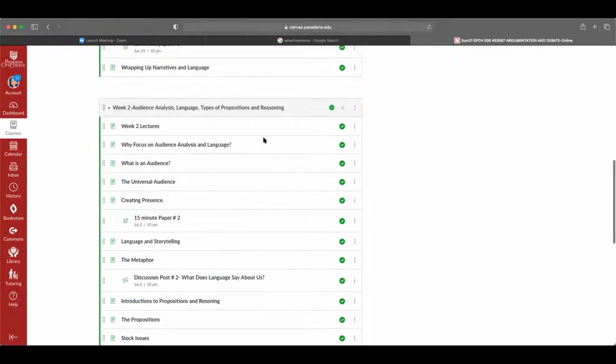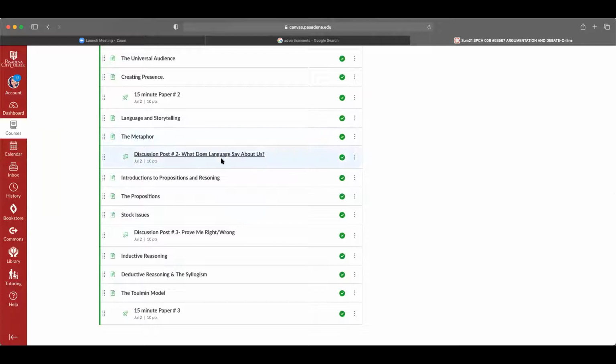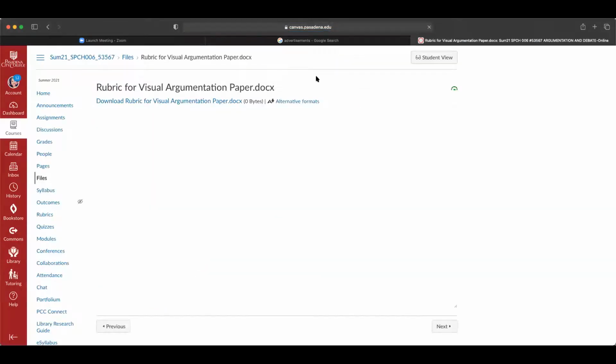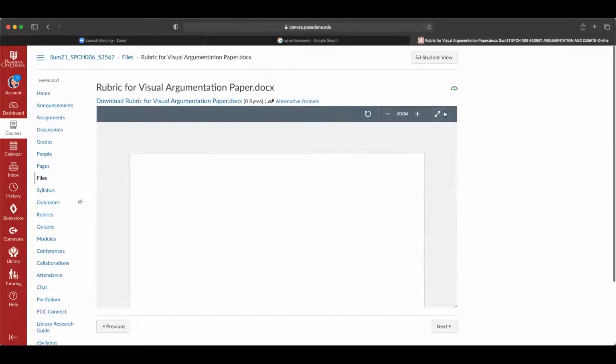I also wanted to go over the rubric so that you know how I'm going to be grading you when it comes to this assignment. So our rubric is right here, and basically this is what I'm going to be looking at. Why is it not showing? Give me a second. I have no idea why it's not showing, but it should be there.